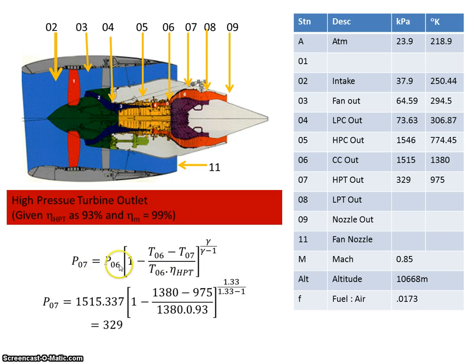Okay, I then use that temperature here, that 975, to plug into this formula, and we derived this formula in a previous video. And just plugging those numbers in will give me the pressure at the outlet of the high pressure compressor.